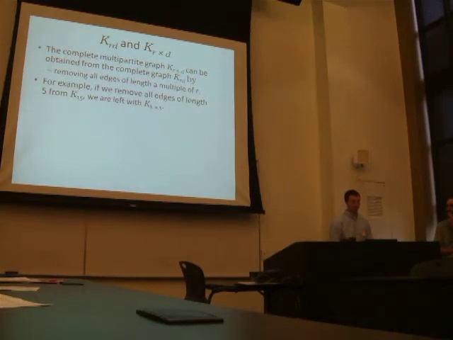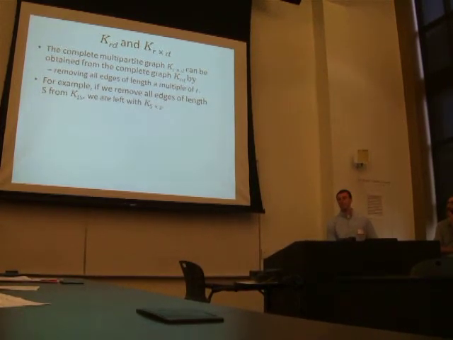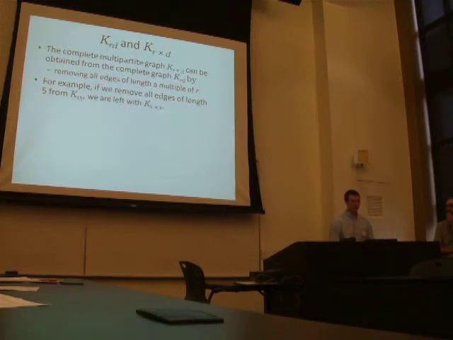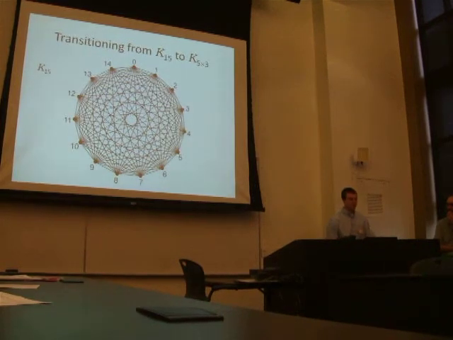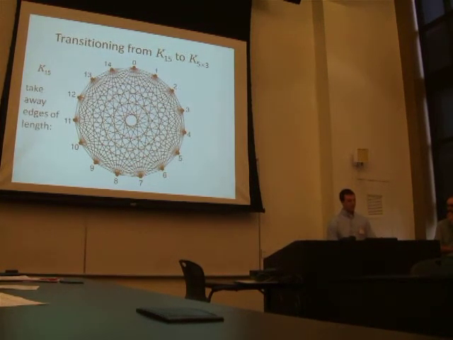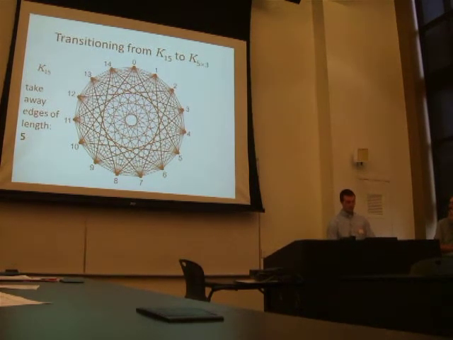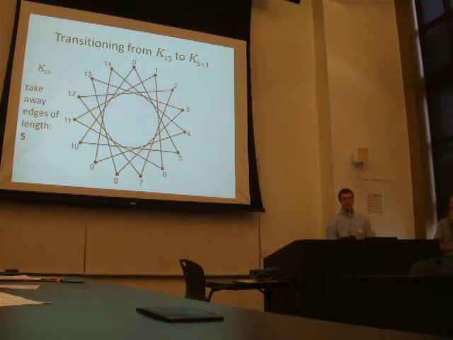So for example, if we start with K15, the complete graph on 15 vertices, and we remove all the edges that are a length of 5, it's going to leave us with a K5 cross 3. Here's a graphical illustration. We have our K15. We're taking away all the edges that are a length of 5. You can see those edges were bolded.